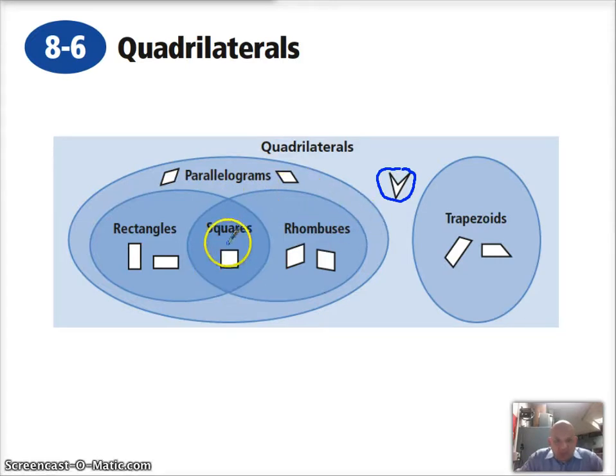As we look at squares in particular, squares can be classified as rhombuses. Squares can also be classified as rectangles. That's how they're related. Over on the other circle, separate from parallelograms, are trapezoids. And this is in a separate circle because only 2 of the sides are parallel. The other 2 remaining opposite sides are not.